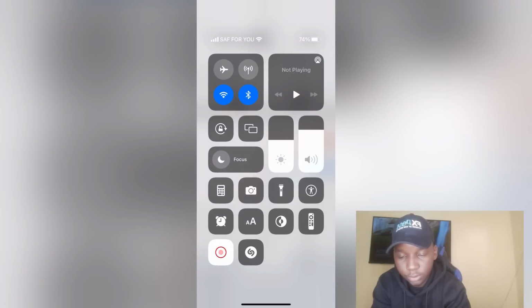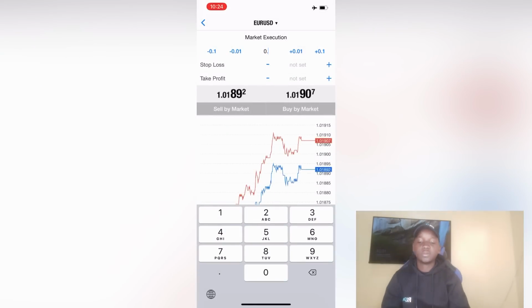Allow me to switch on my flight mode. Okay, now in this part we can see stop loss and take profit. Okay, now this is how you use it. It's going to be a little more complex right now.